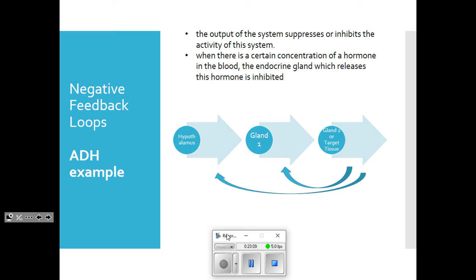So we have these little arrows, and if I could write on the smartboard, I would put little negatives at the end of the arrows, indicating that they're feeding back negatively. Once water has been reabsorbed, that tells my posterior pituitary, stop releasing it. And it tells my hypothalamus, stop making it. We're good. We don't need any more ADH.